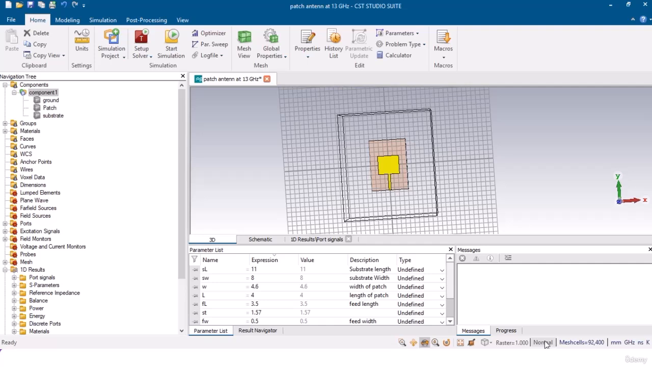Hi everyone. In the previous lecture, I showed you how we optimize the geometry of the antenna so that it may operate on our desired frequency. So in this lecture, I will teach you some further knowledge about voltage standing wave ratio.